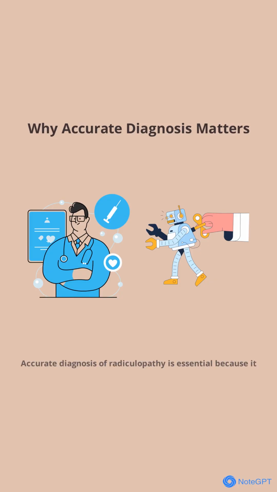Accurate diagnosis of radiculopathy is essential because it guides treatment decisions and helps prevent unnecessary interventions. Misdiagnosis can lead to ineffective therapies or even surgery that might not address the underlying problem. Both EMG and MRI provide unique insights. MRI reveals anatomical changes, while EMG assesses nerve function.